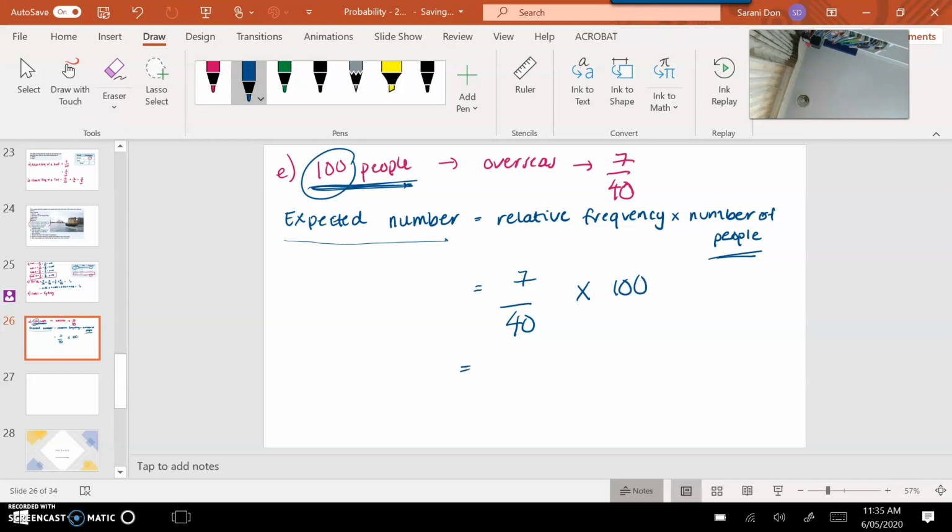So again, you can simplify yourself, you can use a calculator, I don't mind, but this comes to 17.5. Obviously, you can't have 17.5 people, you can't have half a person. So we're going to round it up to roughly 18 people. So that means out of 100 people, 18 of those are expected to be born overseas.